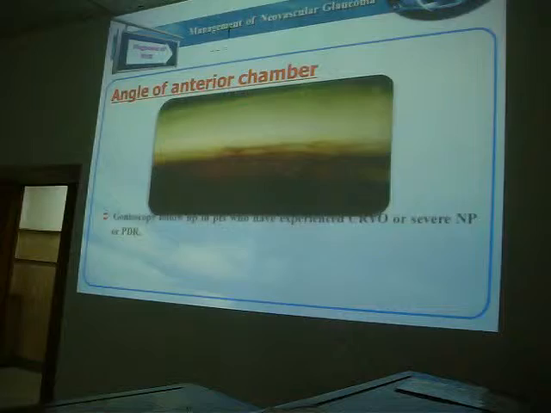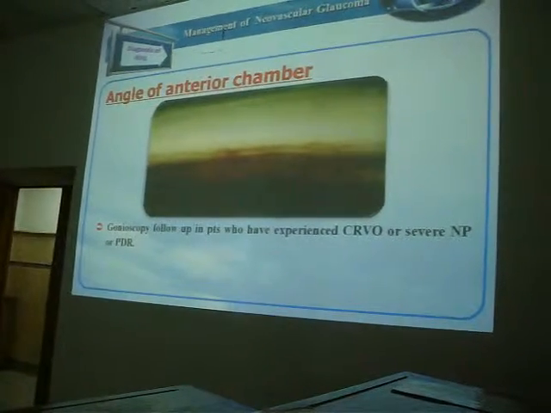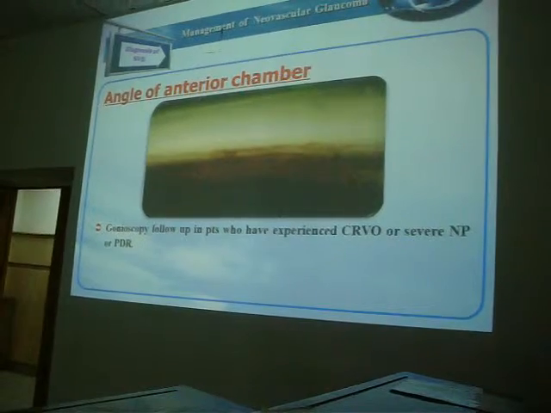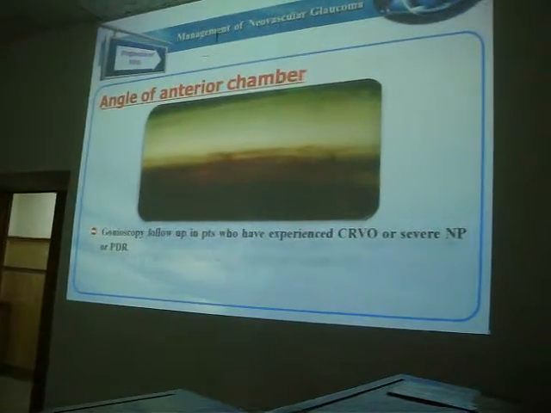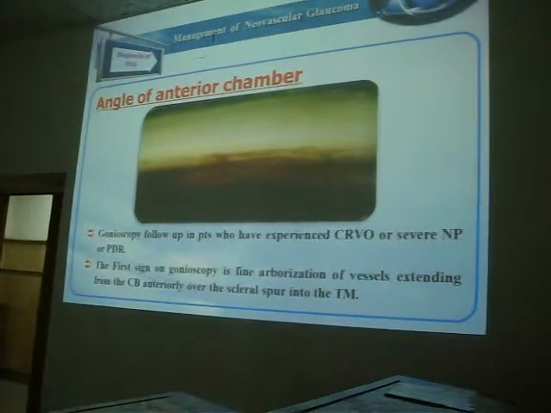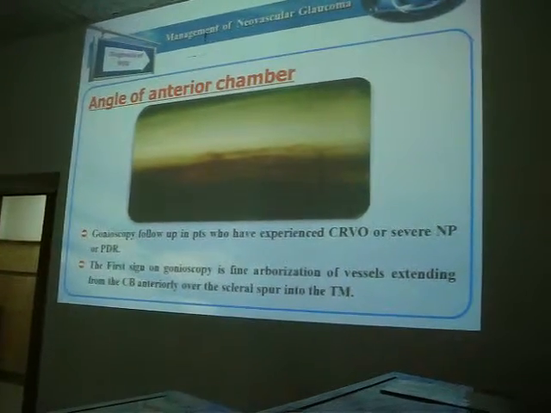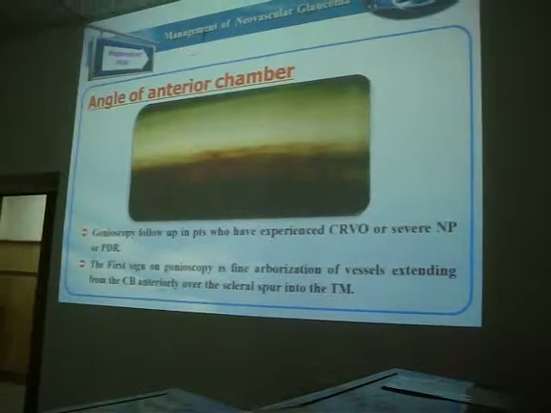Angle of anterior chamber, gonioscopy: follow-up must be done for central retinal vein occlusion or severe non-proliferative and proliferative diabetic retinopathy. The first sign on gonioscopy is fine arborization of vessels extending from the ciliary body anterior to the scleral spur and trabecular meshwork. Intraocular pressure in early stages is not high, but later may exceed 40.